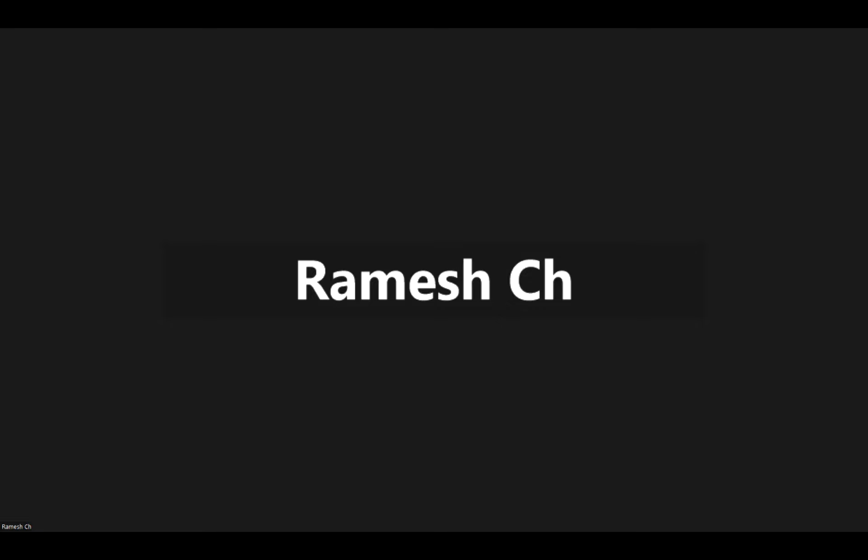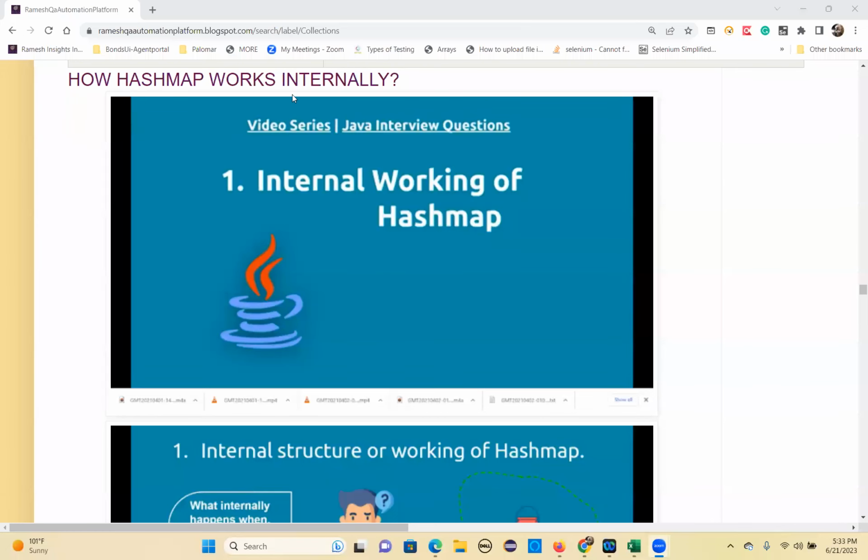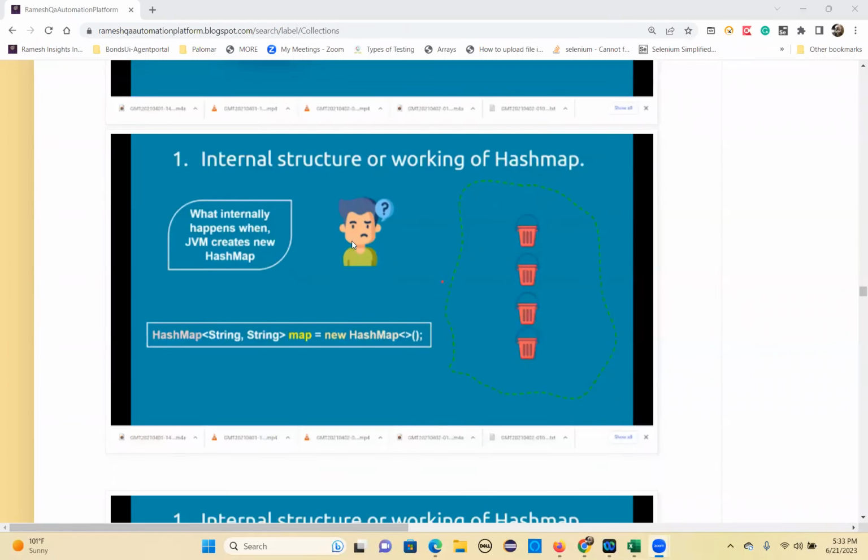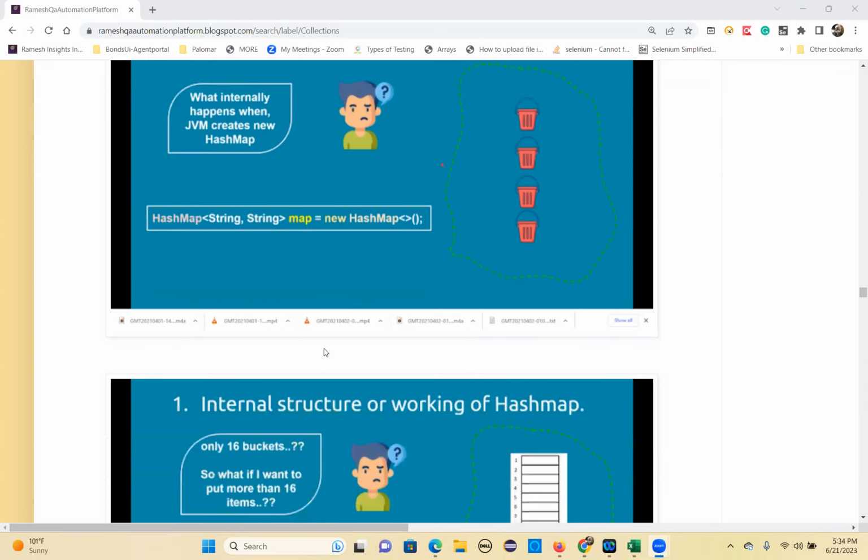So let me share my screen. Here it is. How HashMap works internally. This is a very important interview question. Basically, when you create an object for the HashMap class, you give the key and value data types. So this is the generic format we specified, and here also the generic format.